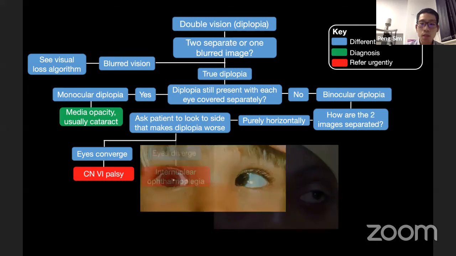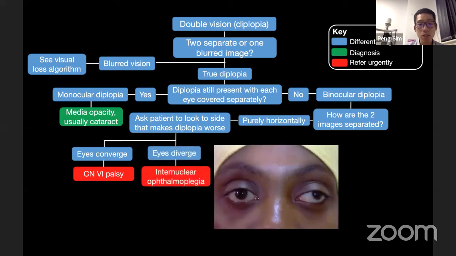The other thing is that if the eyes diverge when you get them to look at where the double vision is worse, then the other condition to think about is internuclear ophthalmoplegia. This is much rarer, and usually you see this in the context of multiple sclerosis. The problem lies in a specific pathway where the adduction of the affected eye doesn't function properly.